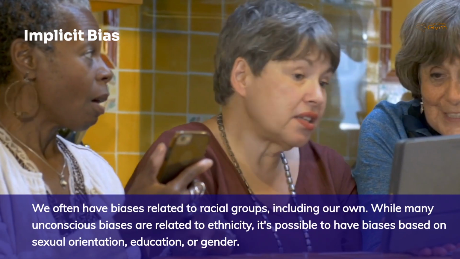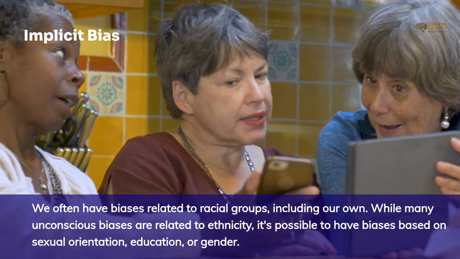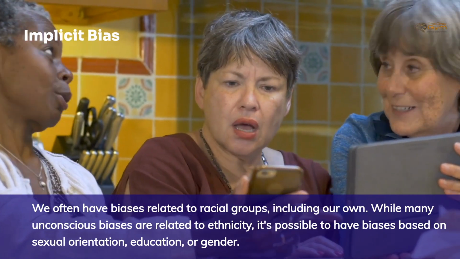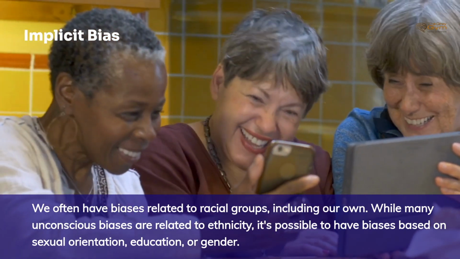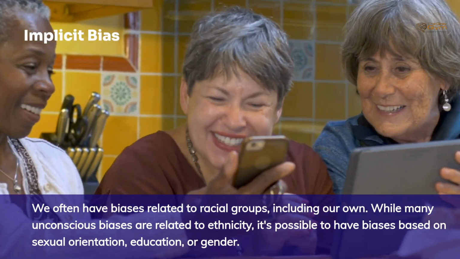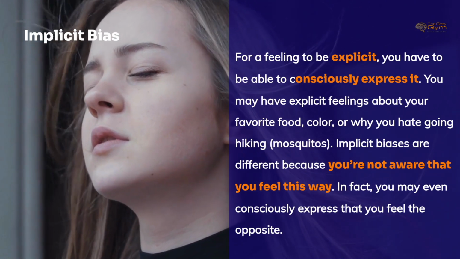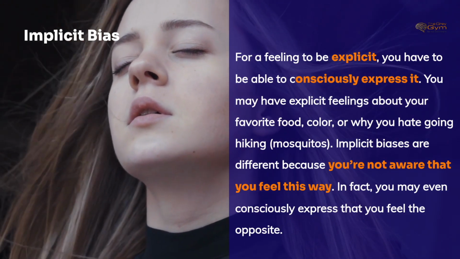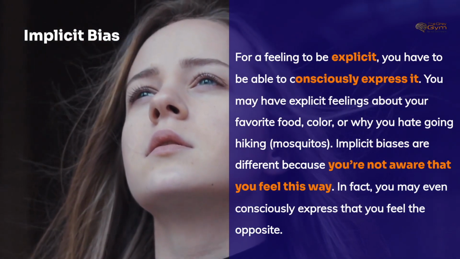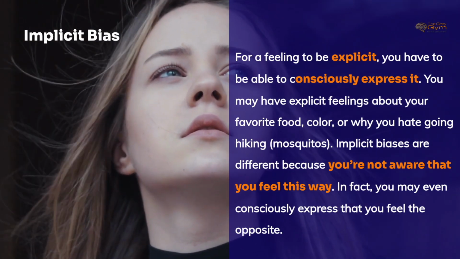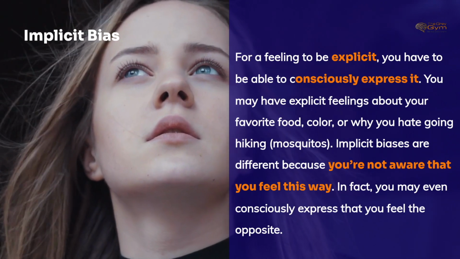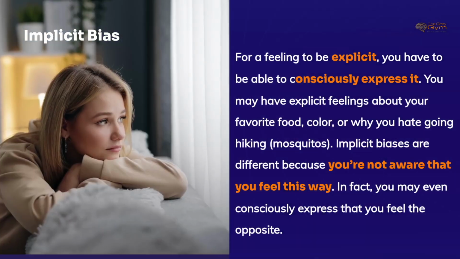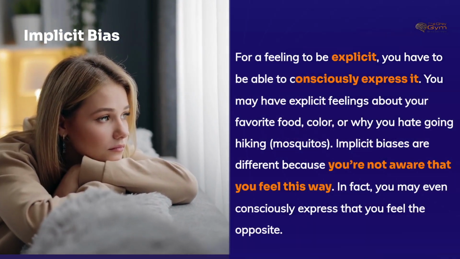For example, we often have biases related to racial groups, including our own. While many unconscious biases are related to ethnicity, it's possible to have biases based on sexual orientation, education, or gender. For a feeling to be explicit, you have to be able to consciously express it. You may have explicit feelings about your favorite food, color, or why you hate going hiking. Implicit biases are different because you're not aware that you feel this way. In fact, you may even consciously express that you feel quite the opposite.